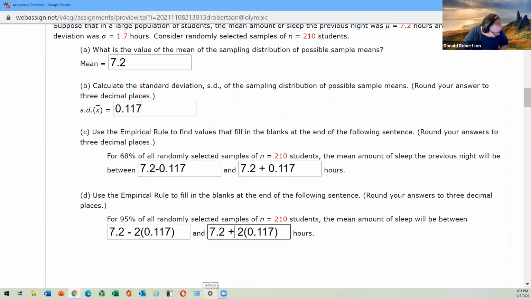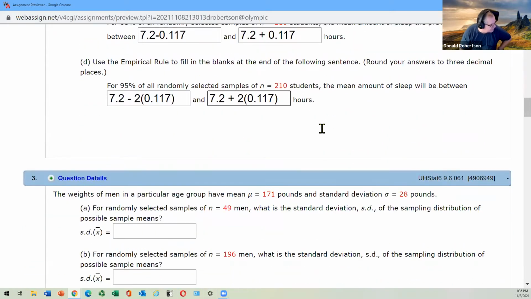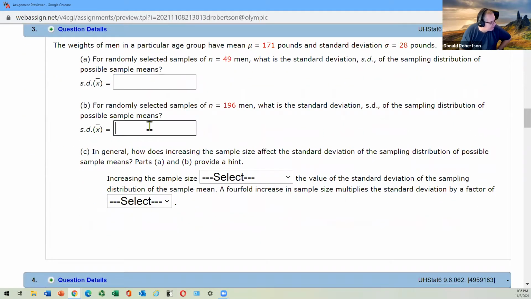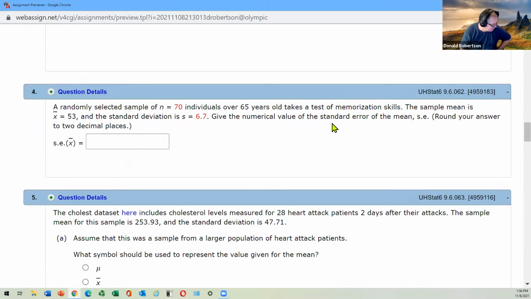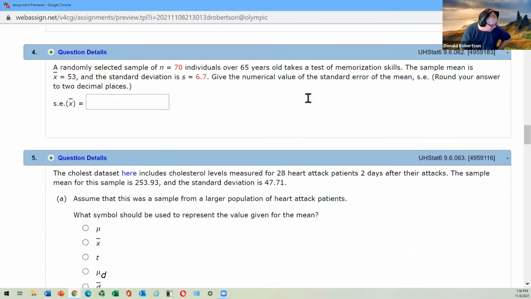In a lot of ways, isn't this very similar to the stuff you did with proportions? In proportions, your standard error would be the square root of p, 1 minus p, over n, right? Here it's just s or sigma over the square root of n. But that is pretty much it. Here's another example of it. If you did a sample size of 49 and then you did a sample size of 196, wouldn't you expect this one to be a smaller answer than that one? Right, bigger sample, smaller standard deviation. That one's pretty standard. I'll not do that one.